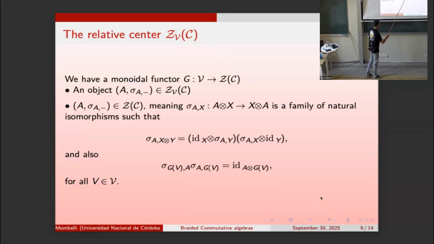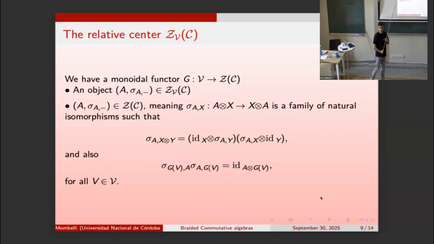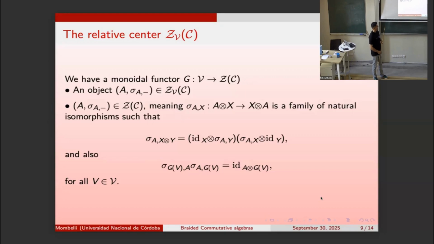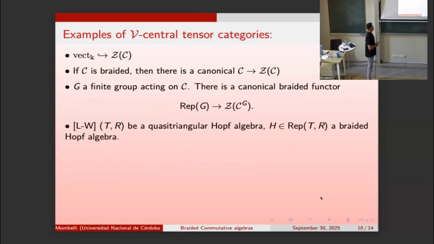If you think that B is the category of vector spaces, this is like a vector space acting on the unit of the tensor category, and this equation is trivial because it says that the braiding is additive. Some examples of B-central or augmented tensor categories are the following. The trivial example is the category of vector spaces included in any finite tensor category. If C is braided, there is a canonical inclusion that sends an object to the object, but using the braiding of the original tensor category.